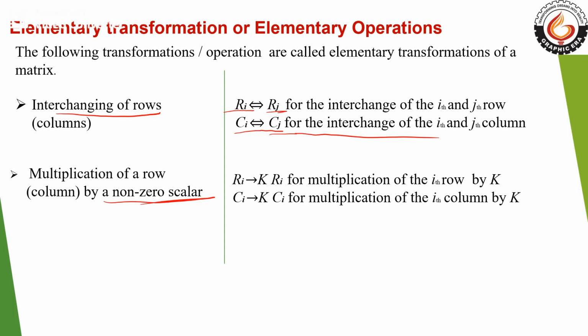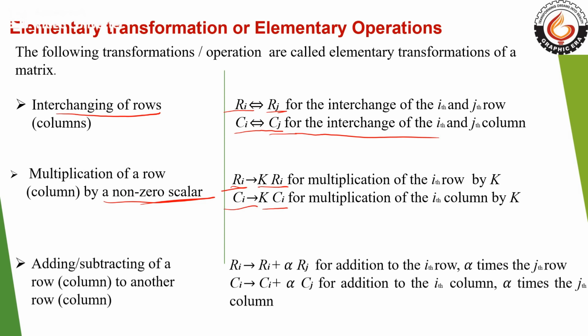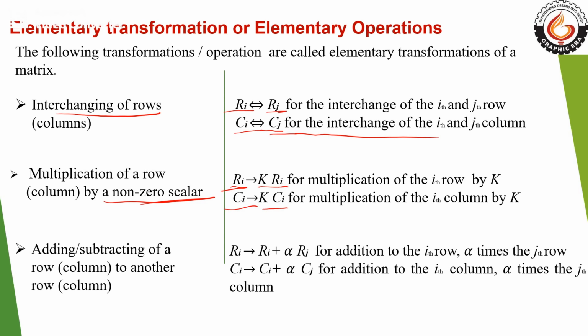The second one: multiplication of a row or column by a non-zero scalar. So here we can replace the ith row with k times that ith row, or for a column, the ith column with k times the ith column.